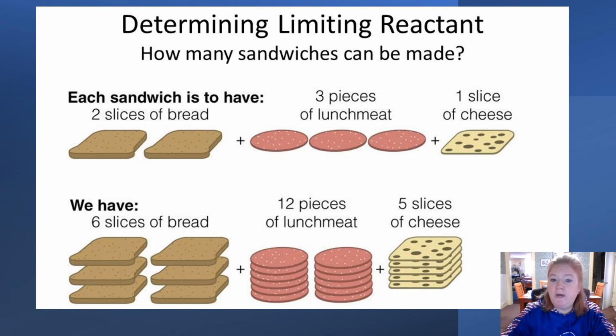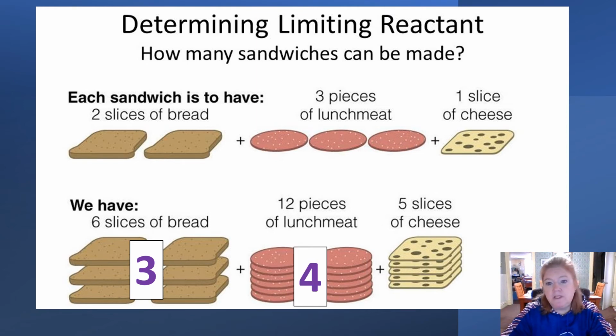All right, so when I determine limiting reactant, how many sandwiches can I make? Each sandwich needs 2 slices of bread, 3 pieces of lunch meat, and 1 slice of cheese. So if I have 6 slices of bread, I could make 3 sandwiches. If I have 12 pieces of lunch meat, I could make 4 sandwiches. And if I have 5 slices of cheese, I could make 5 sandwiches.